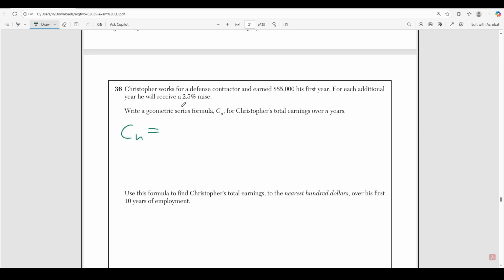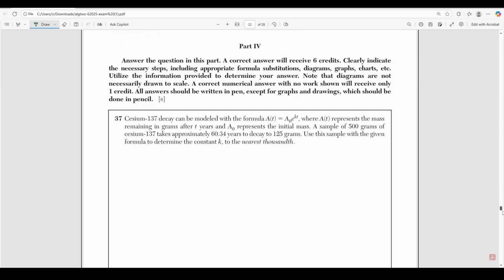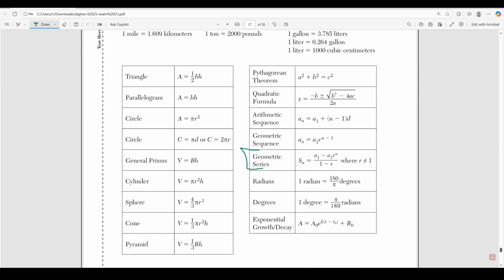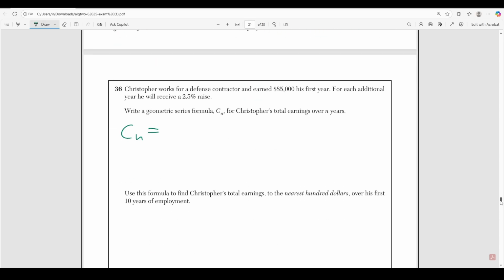So if you don't know what the geometric series formula is, it's found in your reference table down here. It's a1 minus a1 times r to the power of n, over 1 minus r, okay? So that's a1 minus a1 times r, which is your rate, to the power of n, which is the amount of time, divided by 1 minus your r.